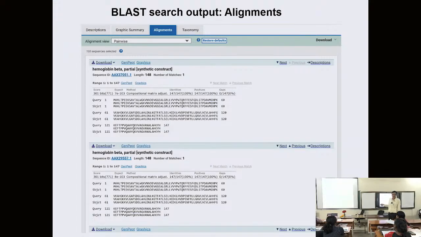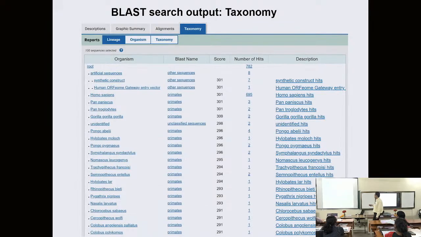You understand percent identity, you understand percent positives. So what is the difference between percent identity and percent positives? Percent positives is the same as percent similarity. So what is the difference between percent identity and percent similarity? Similarity also has closely related amino acids.